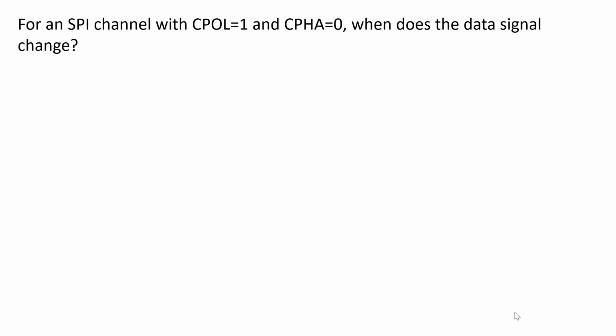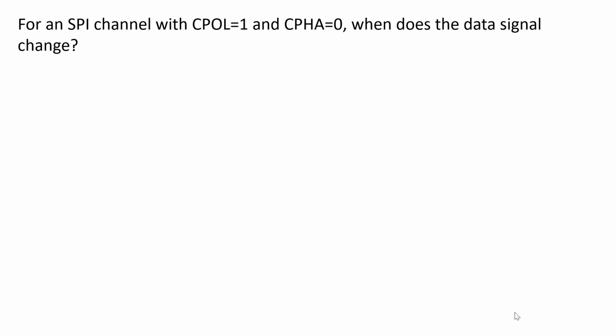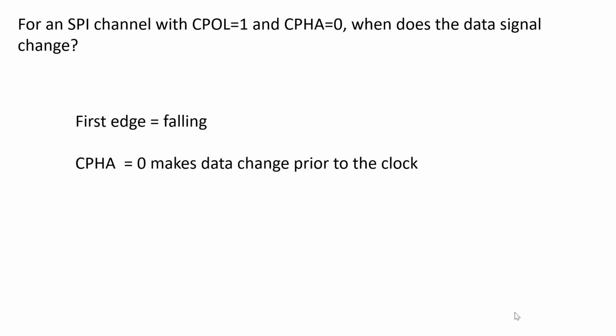For an SPI channel with C pole equals 1 and C phi equals 0, when does the data signal change? Oh, sorry. So C pole is 1, which means the clock starts out high, first edge is falling, and so if C phi is 0, we're reading on the first edge, and the first edge is falling edge, so falling, right? Yeah. Okay, any questions?